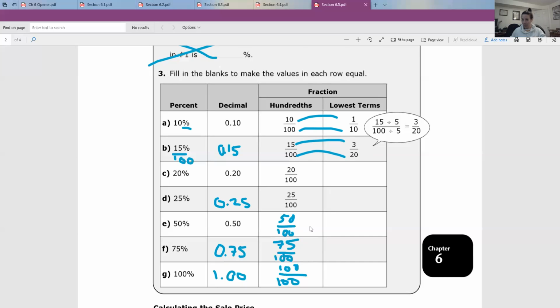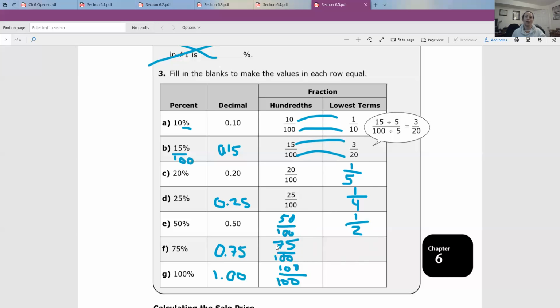All right, so hopefully you had enough time to pause the video and do it on your own. 20 over 100, 20 actually goes into both 20 and 100, so 20 divided by 20 is 1, and 100 divided by 20 is 5. So this reduces to 1 over 5. 25 over 100, 25 goes into both values. So you should get 1 over 4. 50 goes into both values. 50 goes into 50 once, and 100 divided by 50 is 2. Okay?